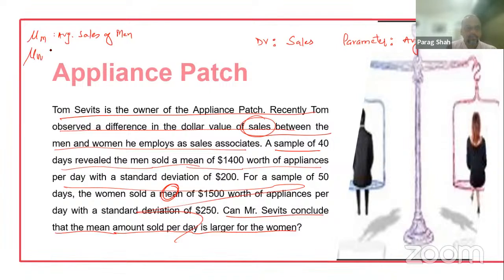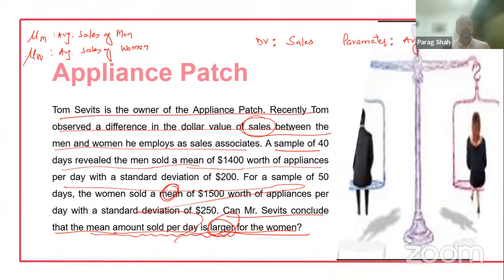Mu w, I am taking average sales of women. You can use mu1, mu2 also if you want. But right now, to make things easy, mu M is for men, average sales of men, and mu W is average sales of women. What is the question asked? Mean amount sold per day is larger for women.